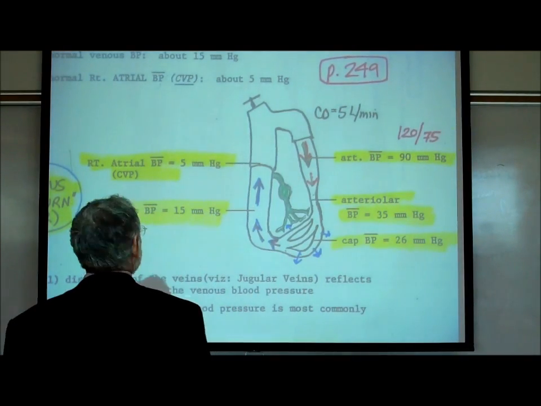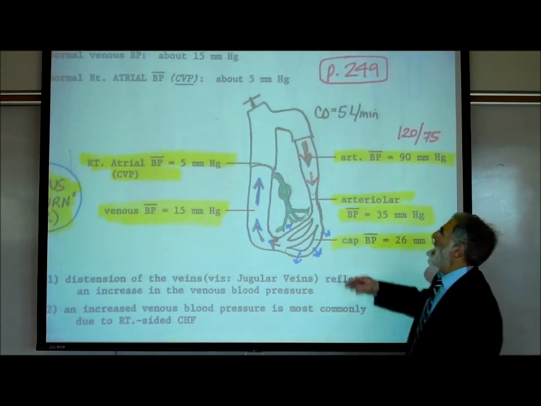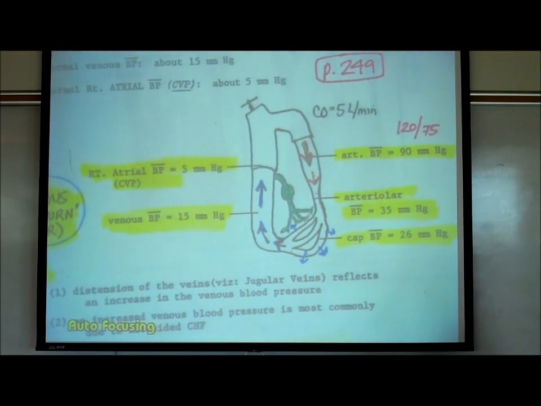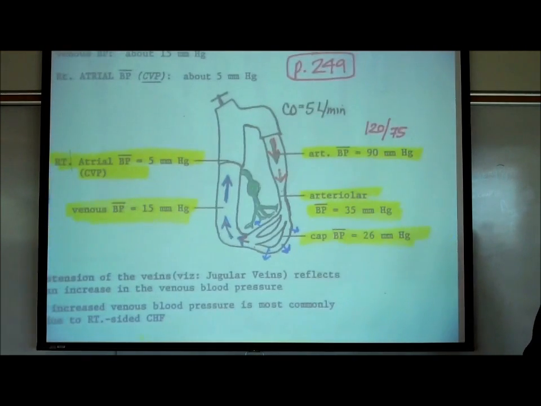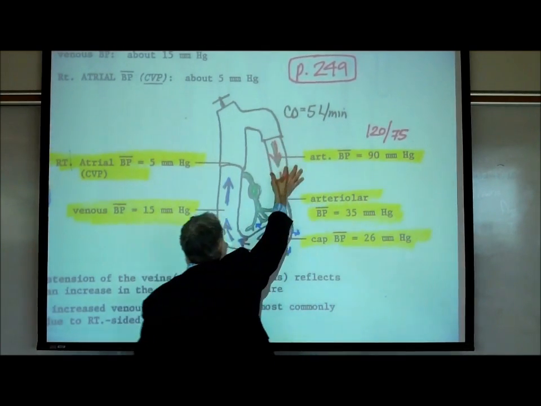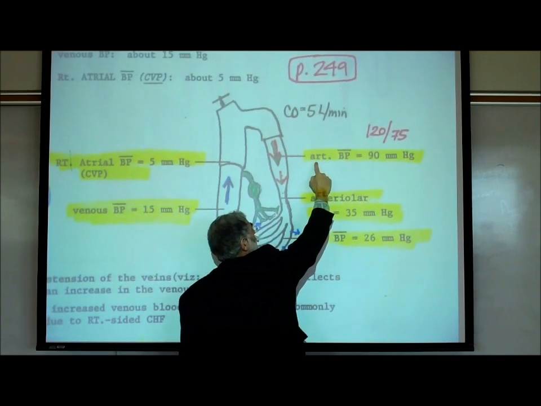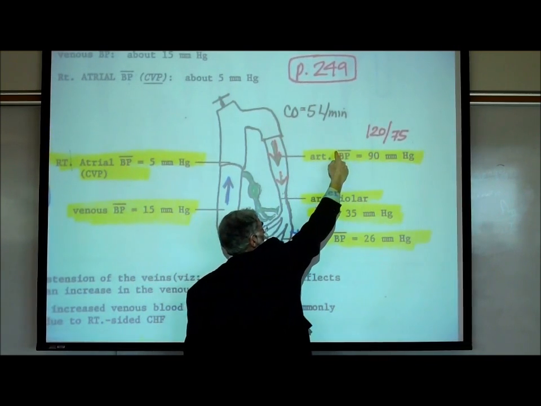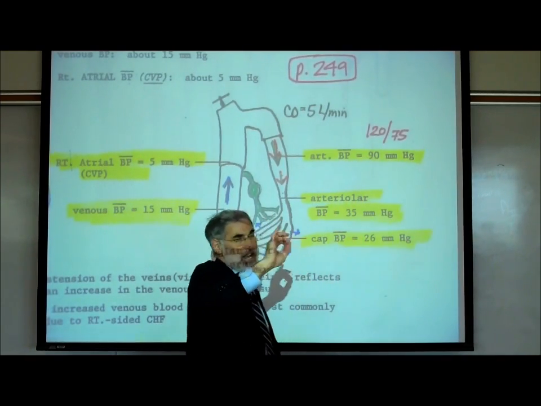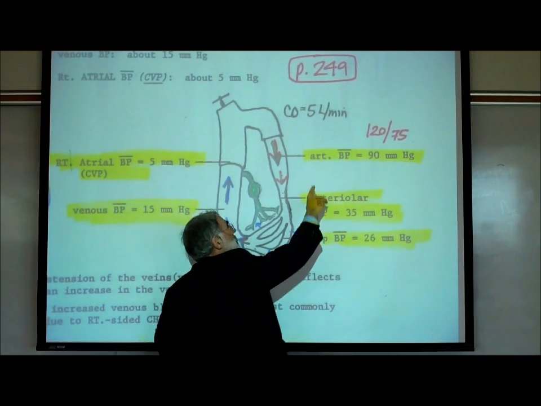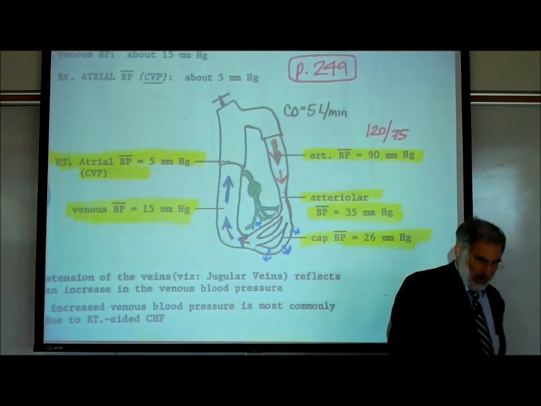This is page 249, and this is my water faucet model shown with even greater detail. What we see here is the blood pressures in our vessels. And you'll notice that in the big arteries, which are represented by this segment of the hose, the average blood pressure, and BP with a line over it means average or mean blood pressure. Mean, M-E-A-N, means average. The mean or average blood pressure in our big arteries is about 90 millimeters of mercury.